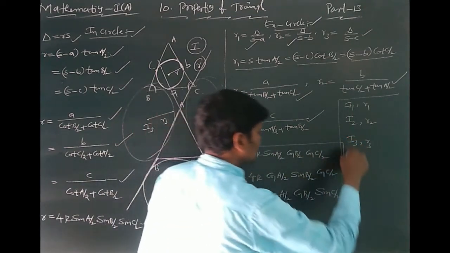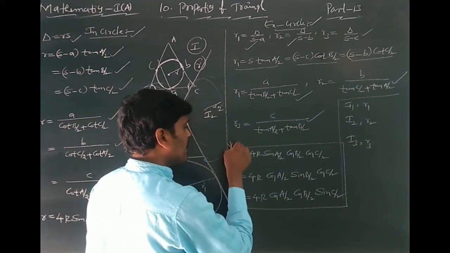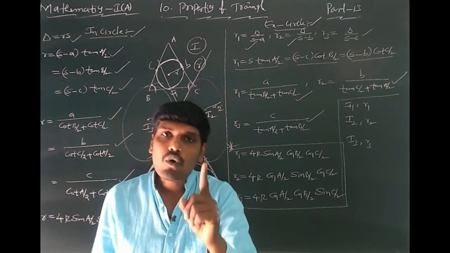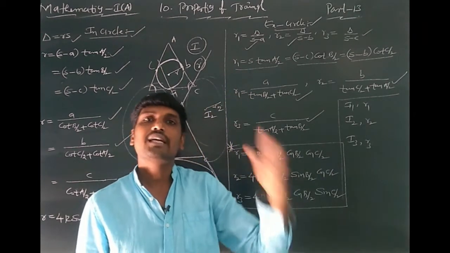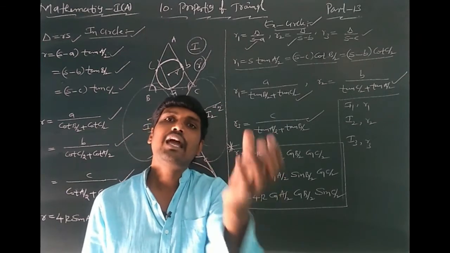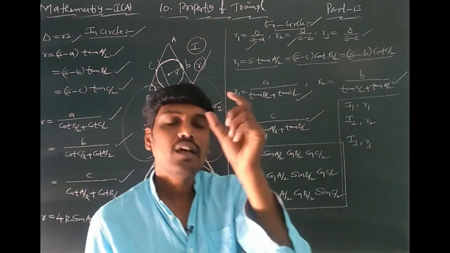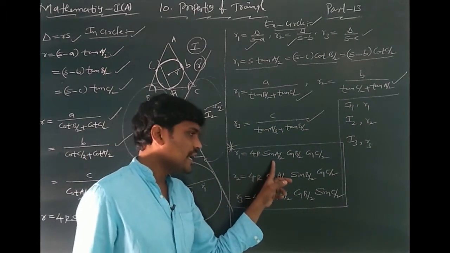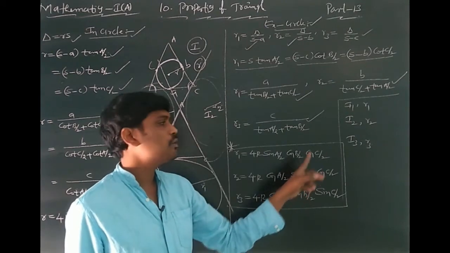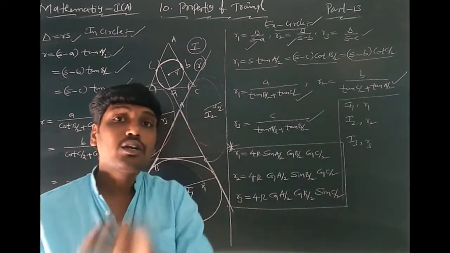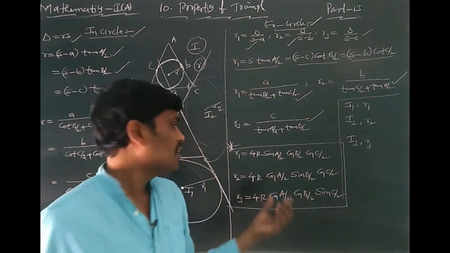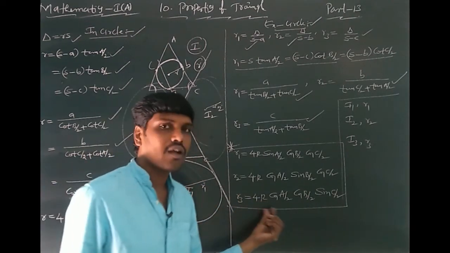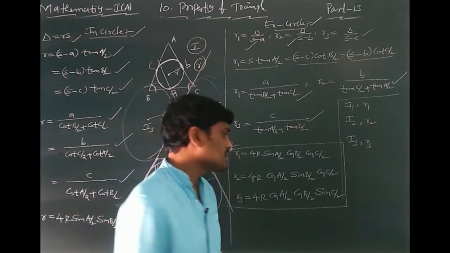Next three formulas, these three formulas are very useful formulas. R1 equal to, this formula you can write as 4R. R1 is nothing but the first excircle radius; the first angle is sine, the remaining two are cos. This type you can identify easily, understood by heart. R1 equal to 4R sine A by 2 cos B by 2 into cos C by 2. R2 equal to what? Here R2 is the second excircle, B angle is sine: 4R cos A by 2 sine B by 2 cos C by 2. R3 equal to 4R cos A by 2 cos B by 2 sine C by 2.